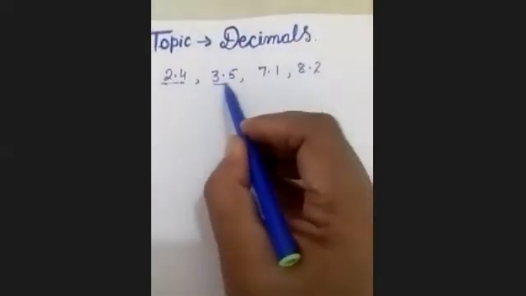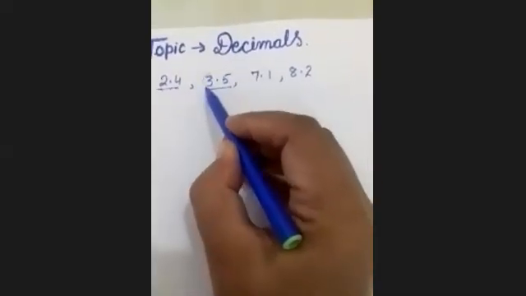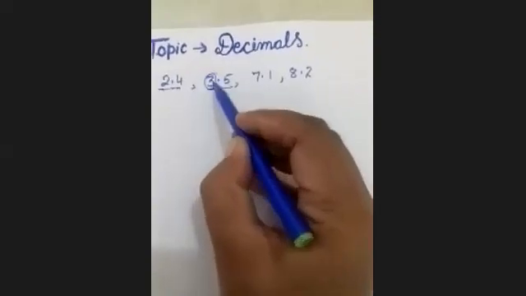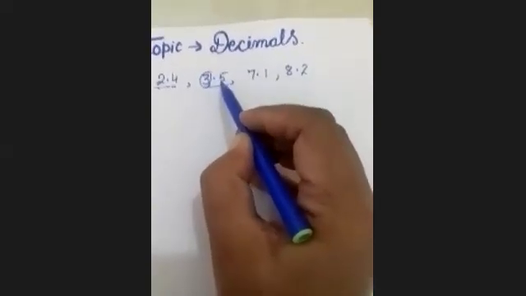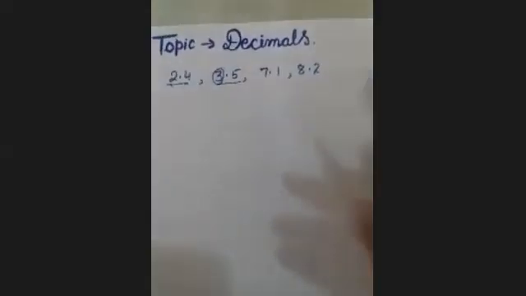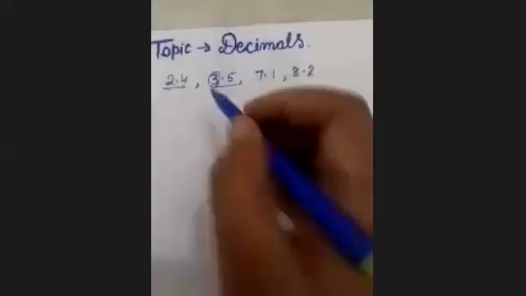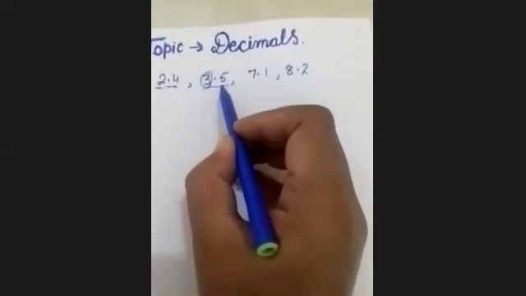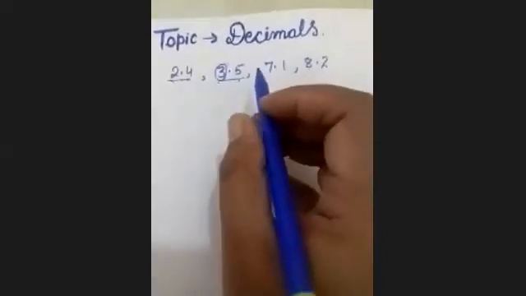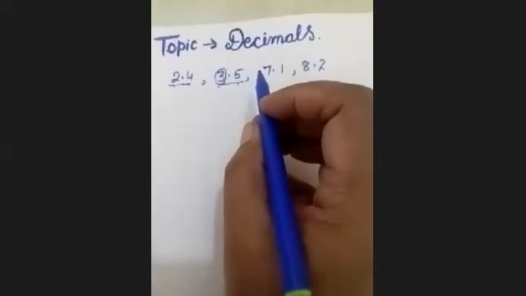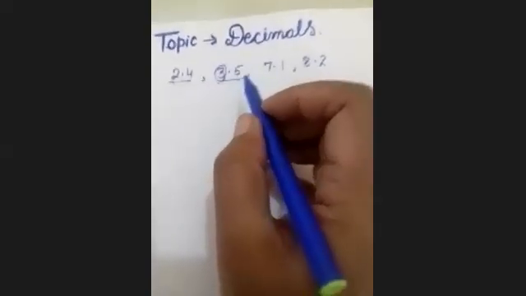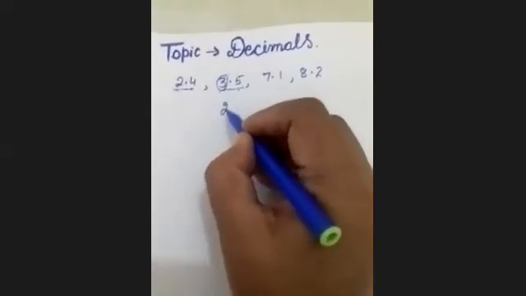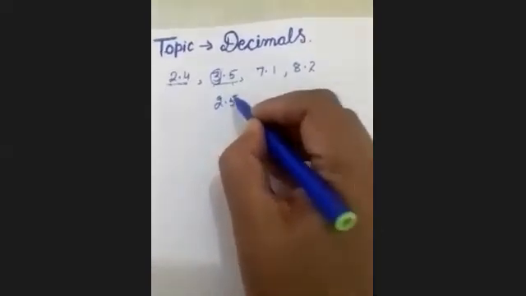Same, students, in 3.5, 3 is a whole number. 3 represents the whole number and 0.5 represents the half part of the next number. So 3.5 means three and a half. Suppose you want to write the number 2.5. In decimal form, you can write this number as 2.5.